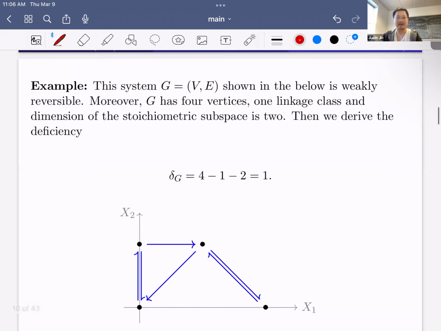This is an example showing that in the X1, X2 plane, we have one connected component, one linkage class. It is weakly reversible, and the deficiency equals 4 vertices minus 1 connected component minus 2, which equals 1. So this is an example of deficiency.